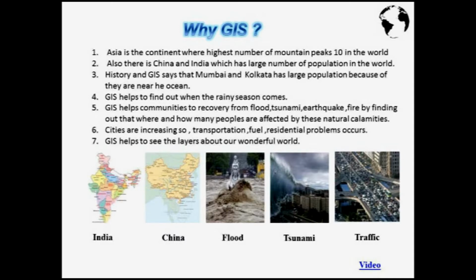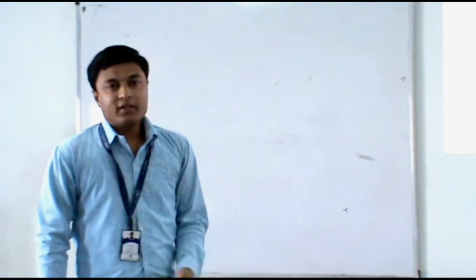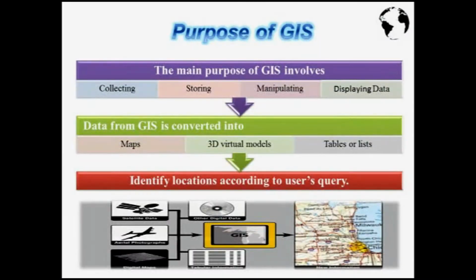GIS helps to see layers of information. Here we can see India, China, then flood. Means when natural calamities occur, then the earth surface is changed. So that information is stored in our database. Then we can fetch the data and find out what is the change in the surface.